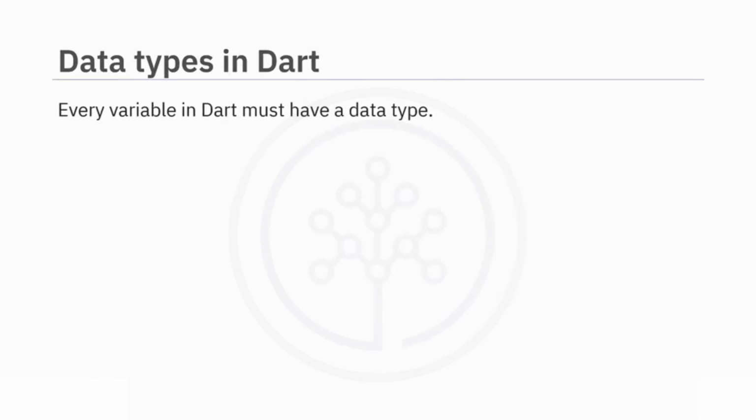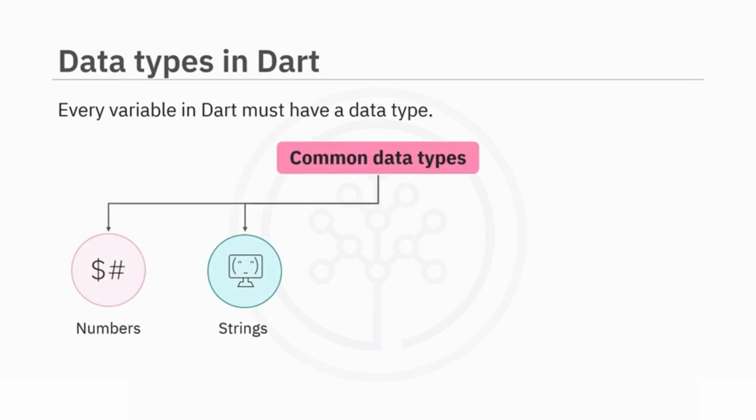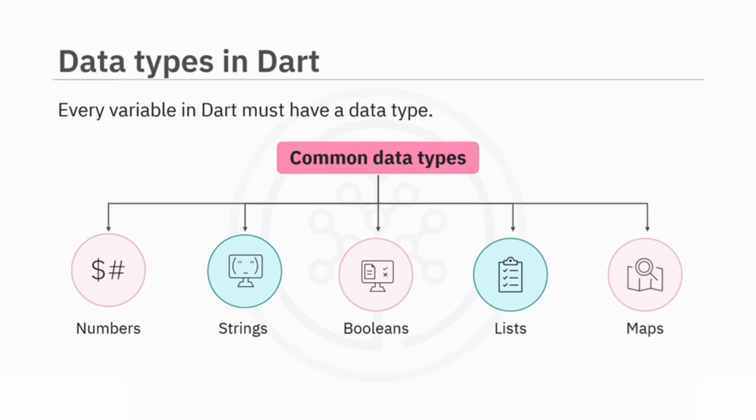Having learned about variables, let's understand data types in Dart. Dart is a statically typed language, which means every variable must have a data type. Common data types include numbers, strings, Booleans, lists, and maps. Let's explore each type with examples.